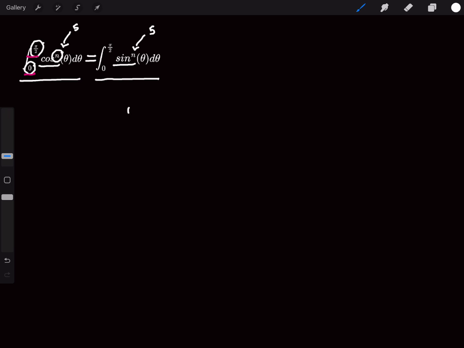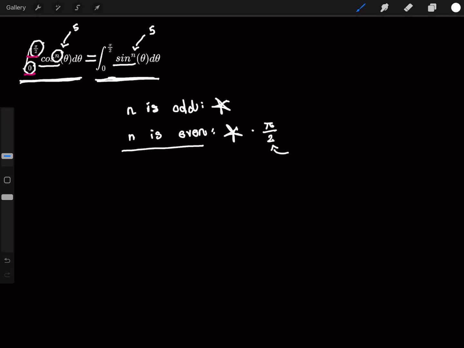If n is odd, let's say that the value of an equation such as this or this is star. And if n is even, then the value of these two is going to be star times pi over 2. And the way I like to remember this is that the pi over 2 is going to come into play when n is even because 2 is even. So it's even, so they go together.